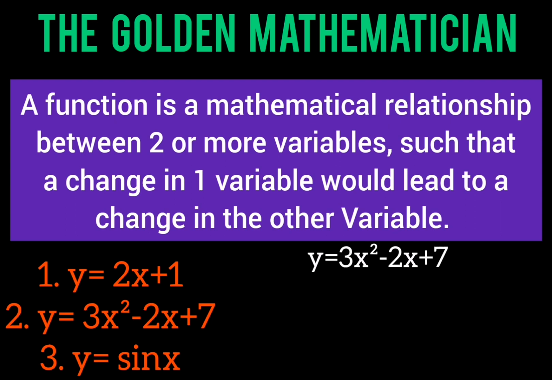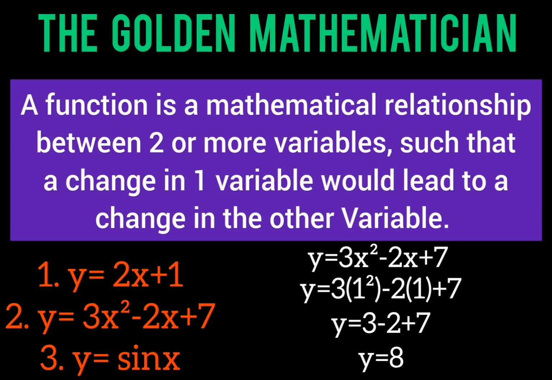So let's look at the second example. Y is equal to 3x squared minus 2x plus 7. Let's just pick a random number. Let's say our x is 1. So therefore our y would be equal to 3 minus 2 plus 7, which is 8, right? Our x is 1 and we got our value for y as 8.